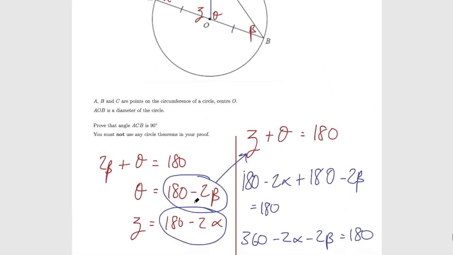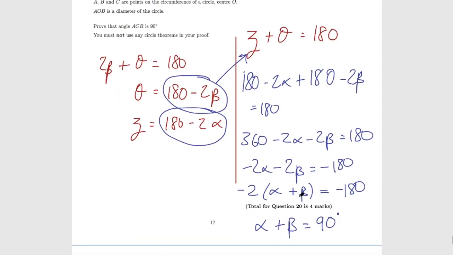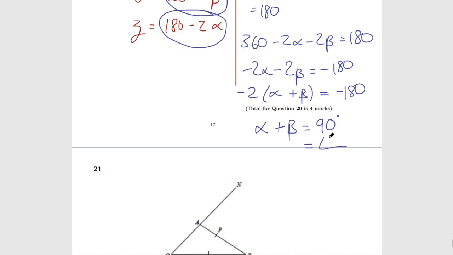And what we've shown there is, because we labeled these angles alpha and beta, alpha plus beta equals 90 degrees, therefore the angle ACB equals 90 degrees.